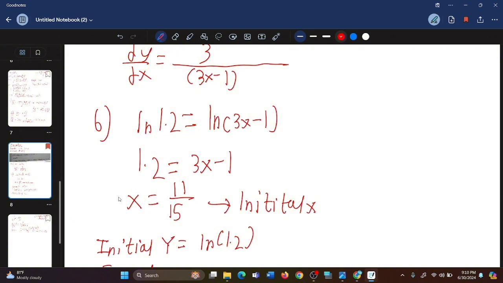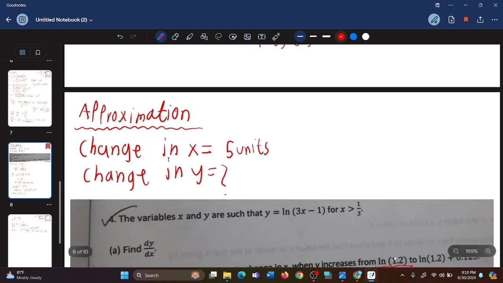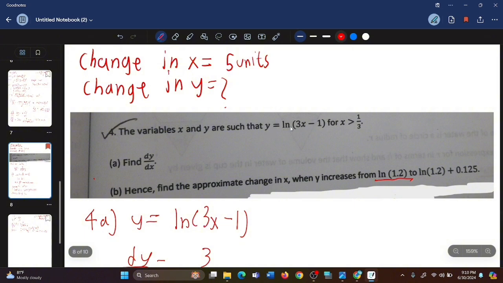So one thing that is very important, always, when we have to find the numerical value of the differentiation, we always use the initial value of x, not the final. So to find the initial value of x, we substitute the initial value of y into the equation that we were given. Here y is equal to ln 3x minus 1. We substitute ln 1.2 in y to find the initial x.